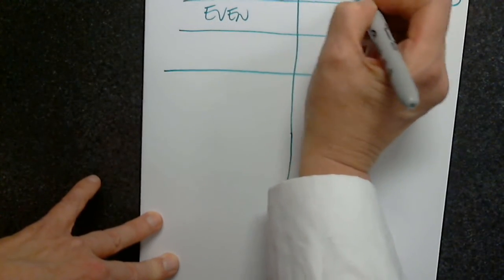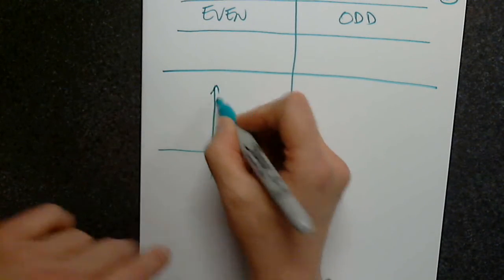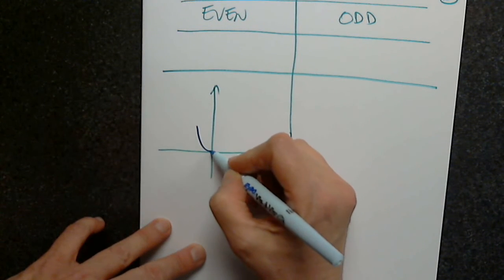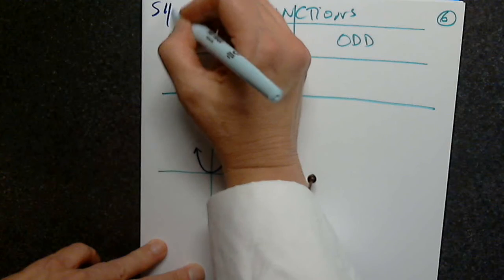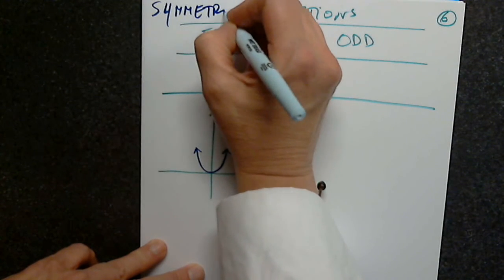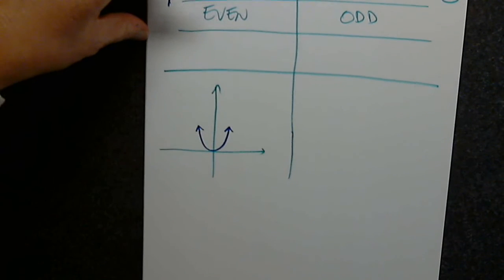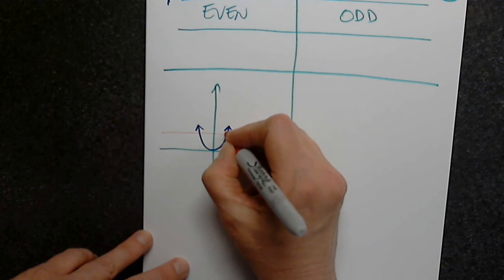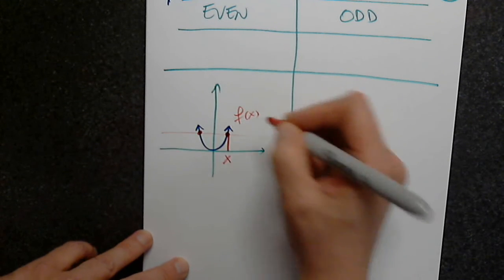So let's start with an example. Let's look at this graph. So maybe I should just call it symmetric functions. Okay, so here's what I'm going to do next. So please watch for a second. I'm going to draw a horizontal line. I'm going to create 2 points. I'm going to name this point x. This is our function f of x.